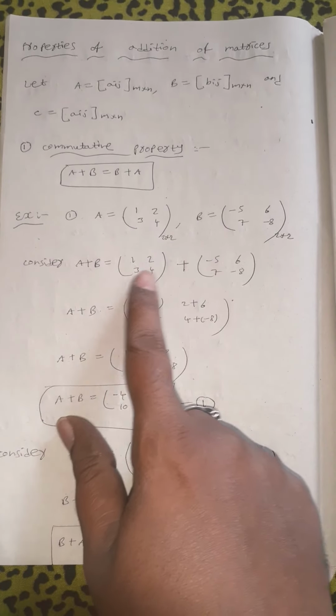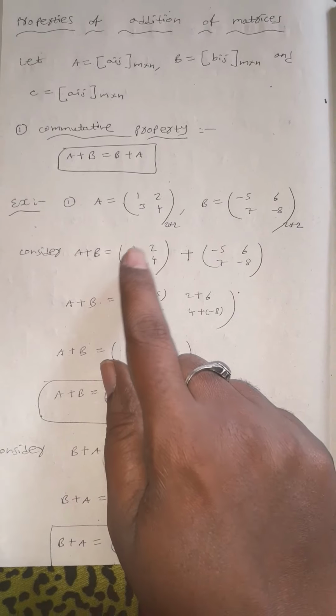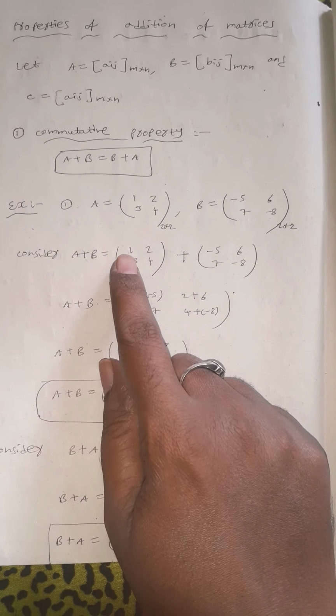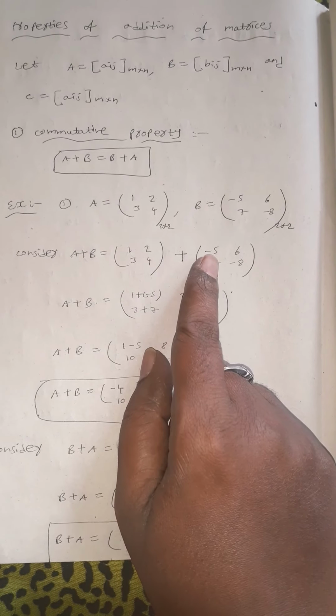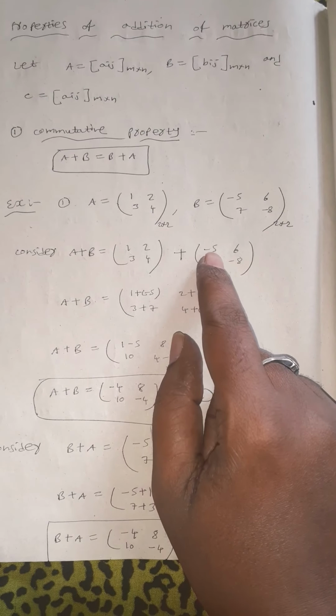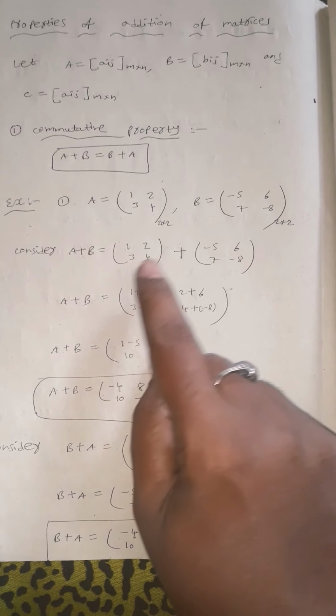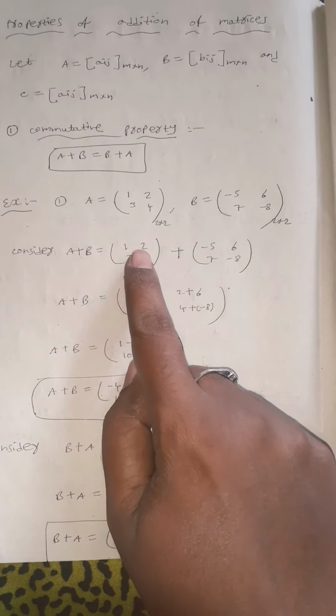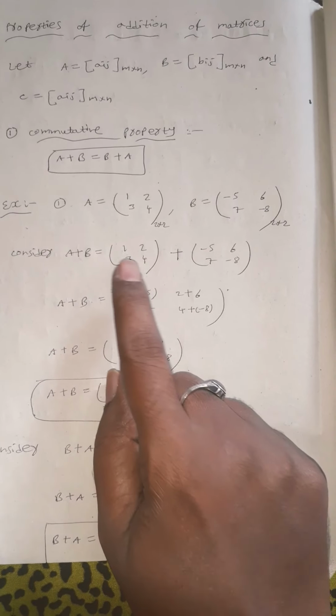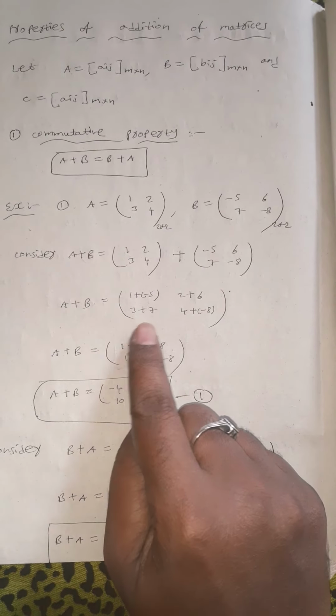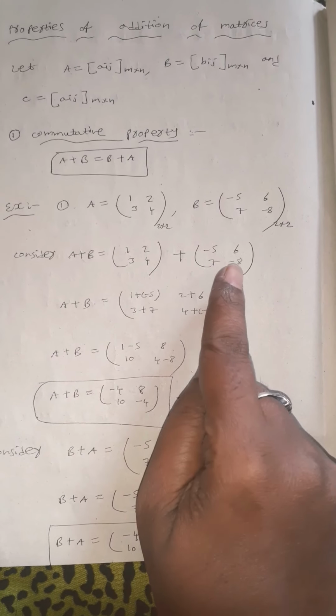A plus B, if we are taking. Here you should add the first element with the corresponding element of the second matrix's first row, first element. So 1 plus (minus 5). Similarly 2 plus 6. Next 3 plus 7, that only I have written. Next 4 plus (minus 8).